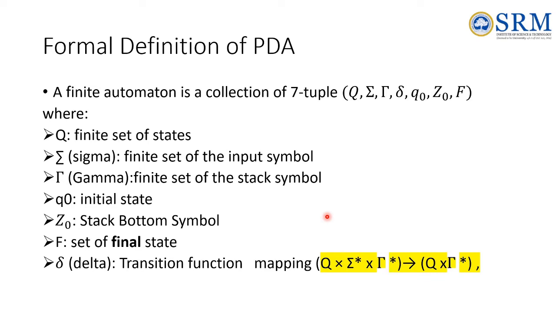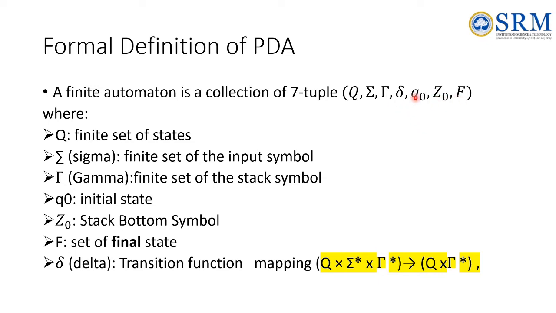The PDA is represented by a 7-tuple: the set of states, the set of input symbols, gamma, that is the set of stack symbols which can be pushed or popped out of the stack, then the set of transitions, Q0 the initial state, Z0 the symbol used at the bottom of the stack, and F the set of final states.